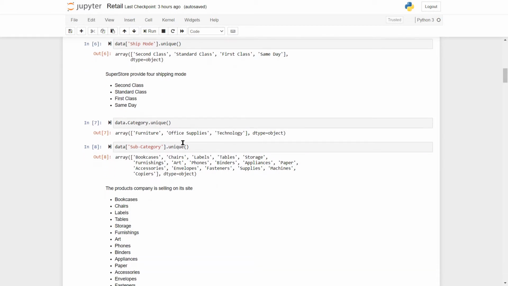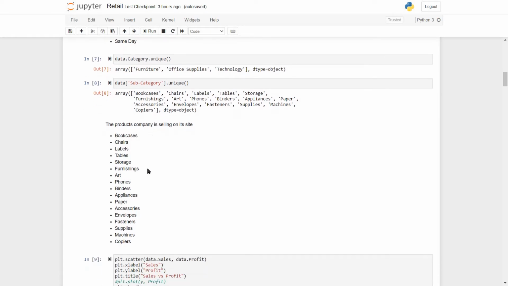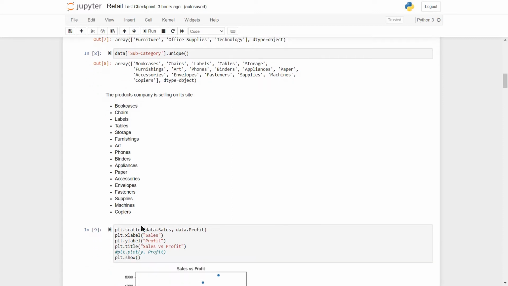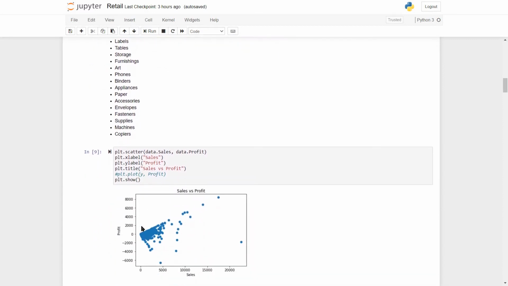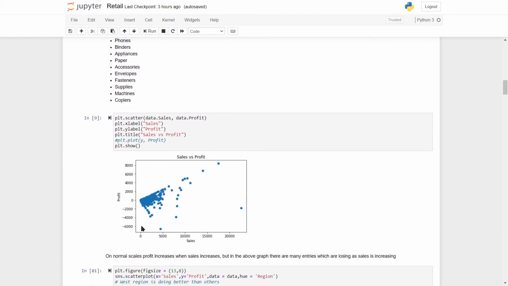So here are the categories of the products: furniture, office supplies, technology. And if we divide by the subcategories of all the products the company is selling on their site, here you can see the products which the company is selling. Now we're going to analyze the data.